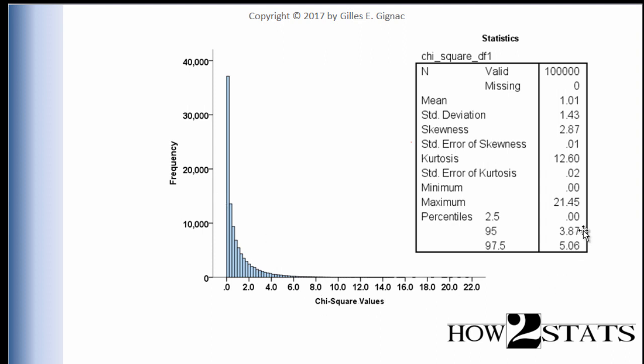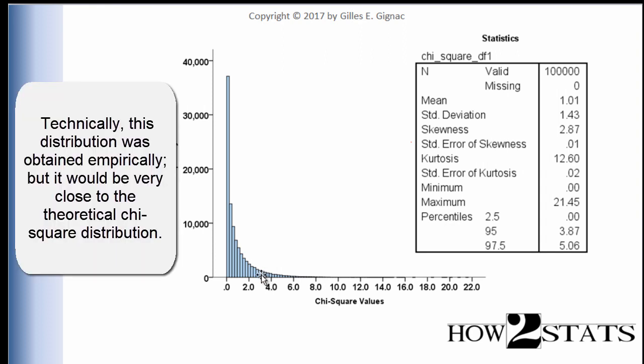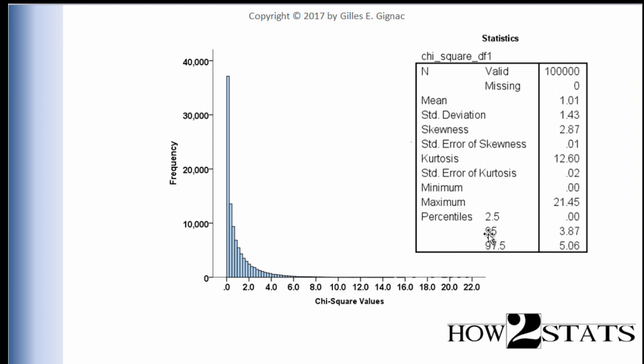So going back to the 95th percentile, a chi-square value of 3.87, which is somewhere about here in the theoretical chi-square distribution, corresponds to the 95th percentile. So only 5% of chi-square values can be expected to be equal to 3.87 or larger when the null hypothesis is true.